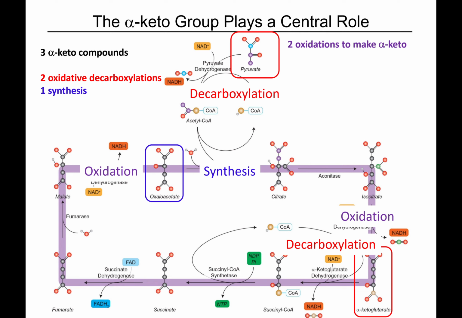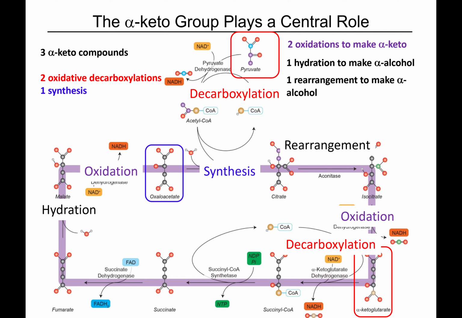So the 2 steps preceding them are oxidation steps to produce the alpha ketones. Okay? To make our alpha alcohols, we either hydrate a double bond to make an alpha alcohol, which we're seeing here. So fumarate becoming malate is hydrating a double bond to give us an alpha alcohol, or we are rearranging a beta alcohol. Citrate, citric acid, is a beta alcohol, right? So this is the beta carbon, that center carbon. That's a beta alcohol. We isomerize it to give an alpha alcohol, which can then be oxidized to give the alpha ketone.